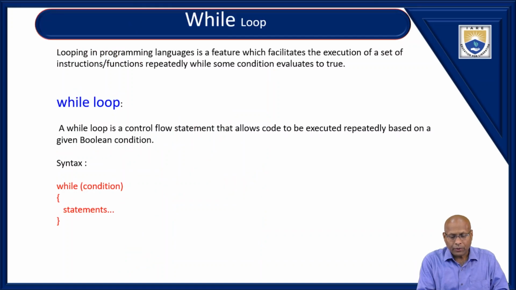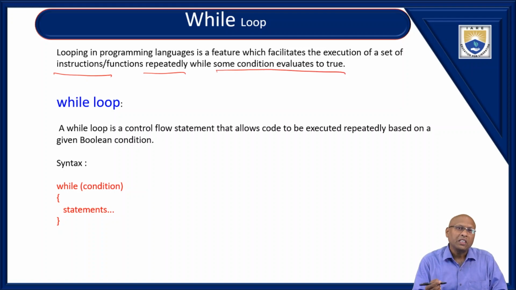Looping in a programming language is a feature which facilitates the execution of a set of statements or instructions repeatedly while some conditions are true. As long as the condition is true, it will allow you to execute. Once the condition is false, it stops. Now while loop is a control flow statement that allows the code to execute repeatedly based on some Boolean condition. Based on the condition, it will repeat. Remember the syntax of the while loop. While the condition, based on the condition, it will either repeat or stop.